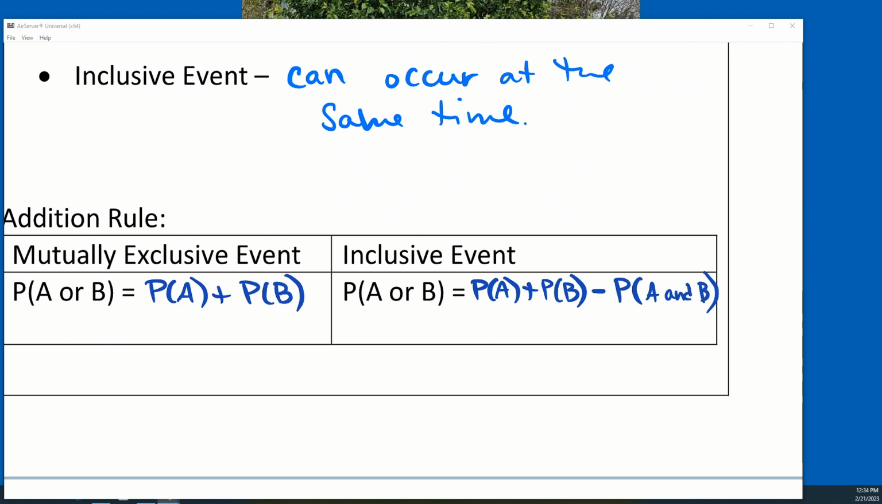And we'll do several examples of these. I think you're going to be okay. So just try to remember that or means you add the probabilities. All right, so let's look at number 5.